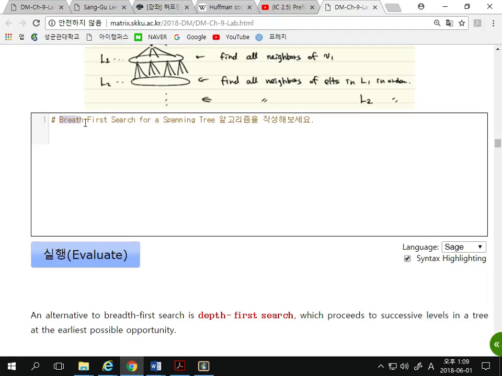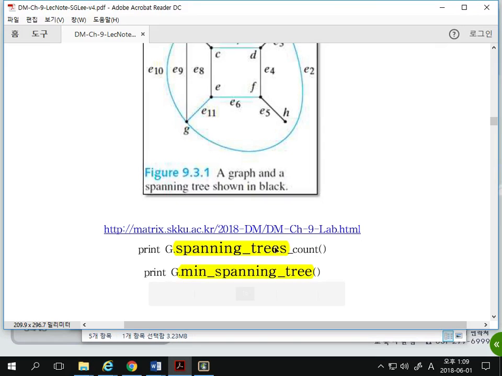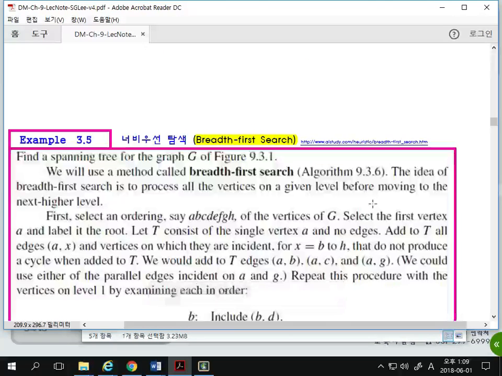I asked you to try to make a code from the given pseudocode that works on this. Anyway, for the spanning trees and minimal spanning trees, and checking whether the given graph is a tree or not, it can be easily checked with the code that I introduced.